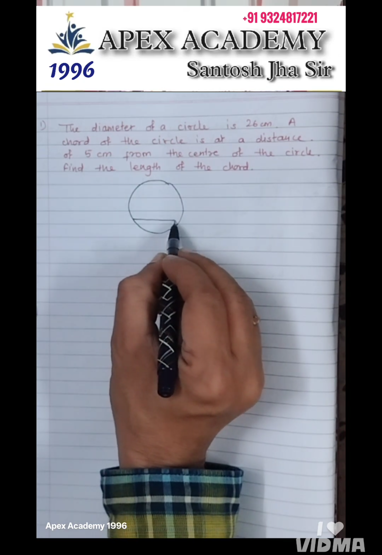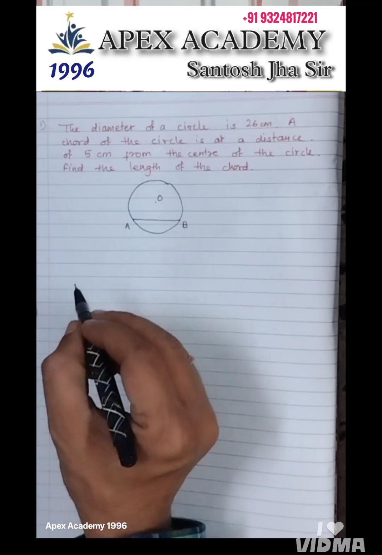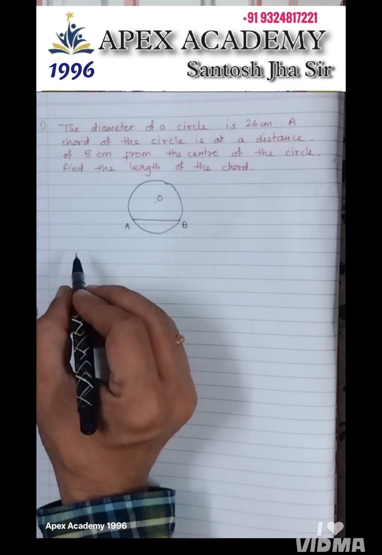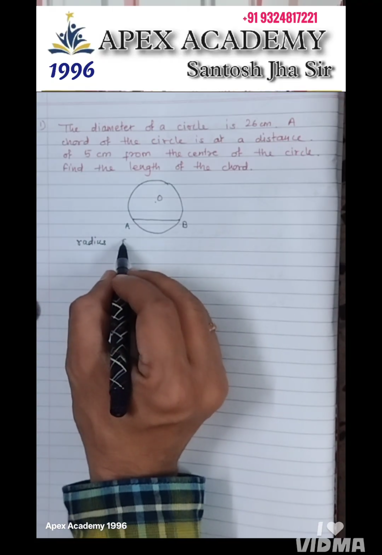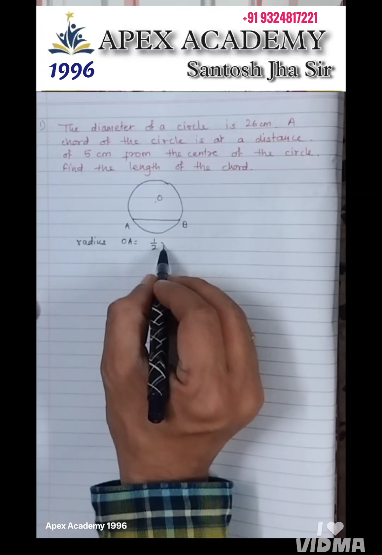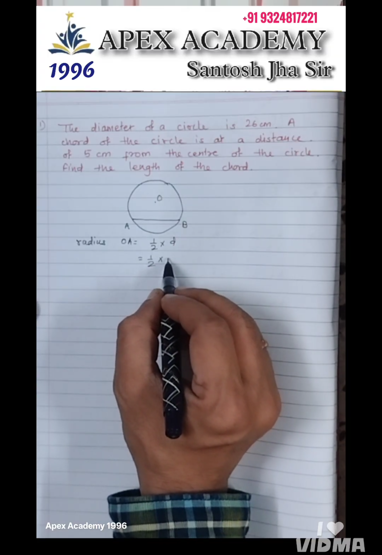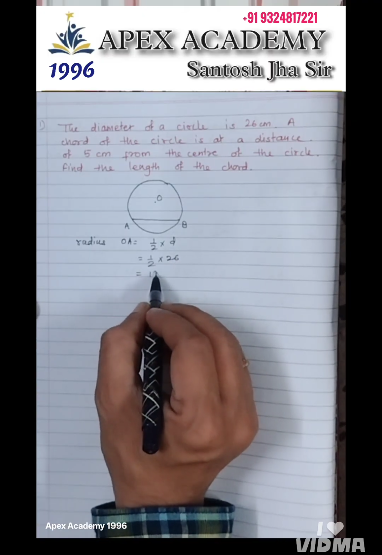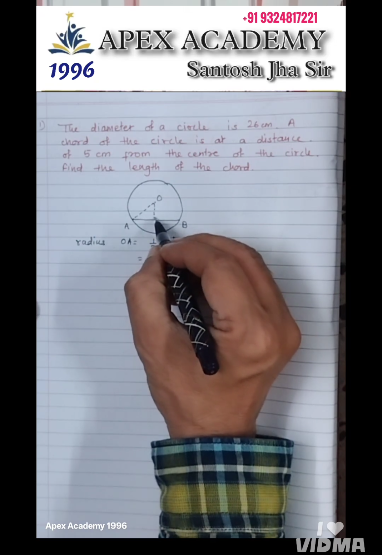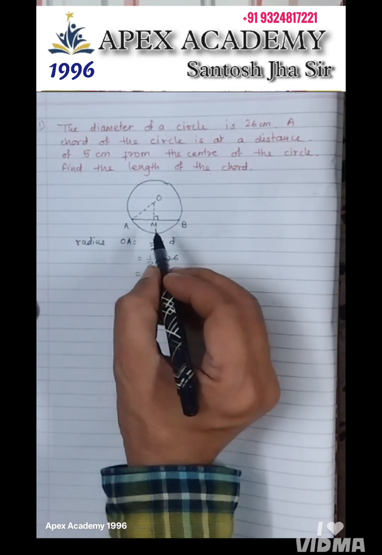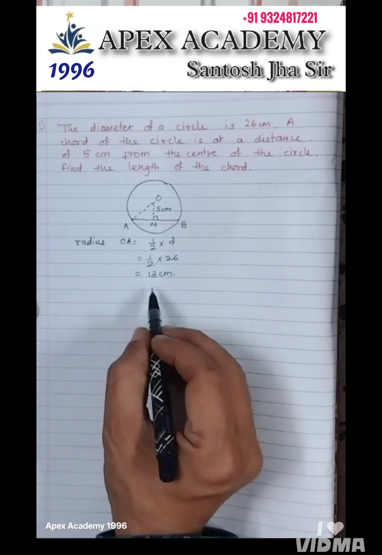In this there is a chord AB. Center of the circle is O. As the diameter of the circle is given, we can find the radius. OA is half of diameter, so that is half of 26, that is 13 cm. We'll join AO as well. We join the perpendicular and we'll write this as M, and the perpendicular distance is already given as 5, and the radius we found is 13.